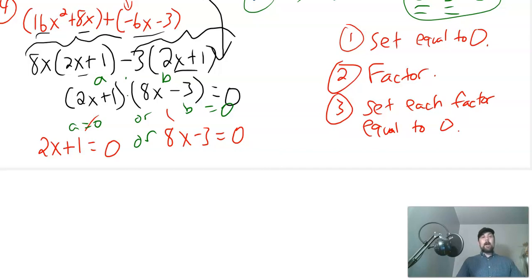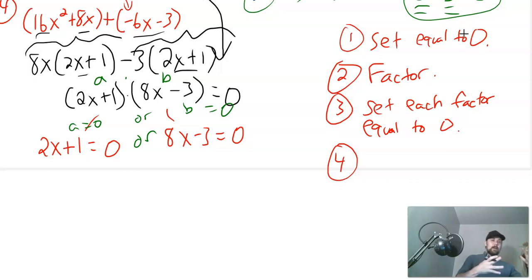You won't have to go through that thought process every time you do one of these problems. This is all you have to think about, right? I set it equal to 0, I factor it, then I set each factor equal to 0. That's the thought process you want to go through. But there's a reason for it. There's a reason why we factored. There's a reason why we got it equal to 0, right? Every step has a purpose in math.